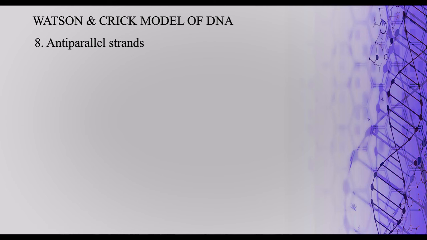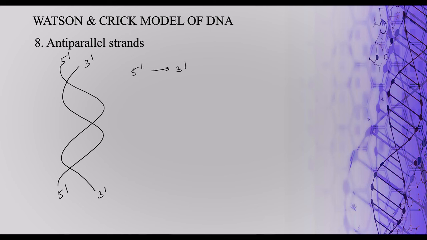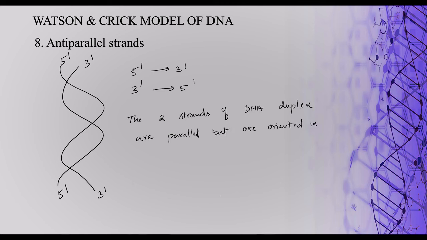Whenever I am drawing this DNA, I have to write this end. From this itself, we can find that the DNA has antiparallel strands. One strand will be running from 5' to 3', and the other will be running from 3' to 5'. So the two strands of the DNA duplex are parallel but oriented in opposite directions, right? That's why such strands are called antiparallel strands. So these are the 8 important features of the Watson and Crick model of DNA. It's one of the very important questions.